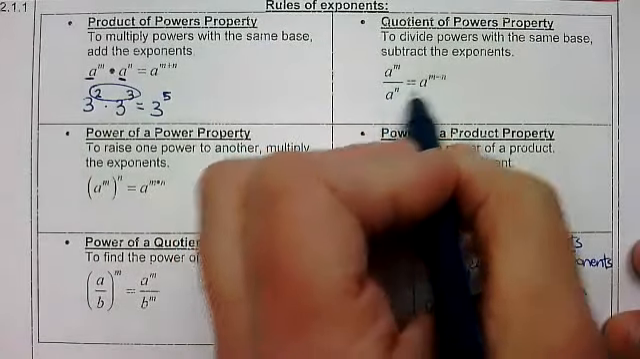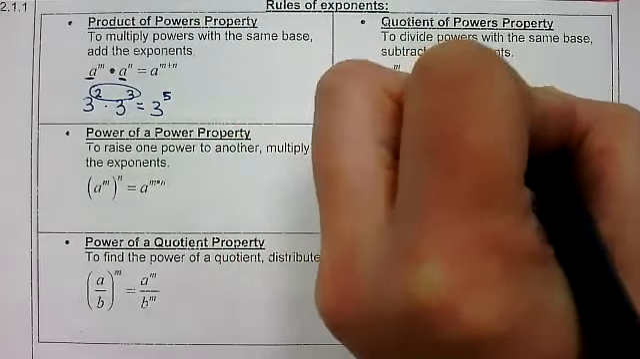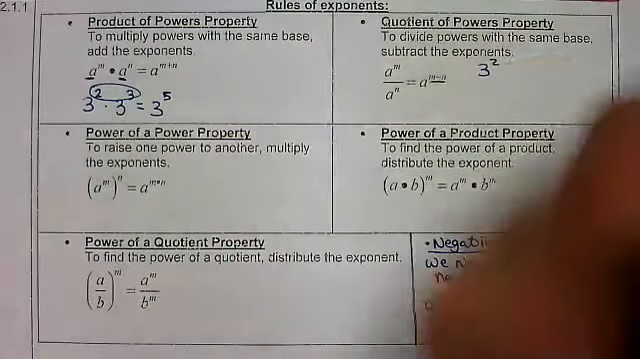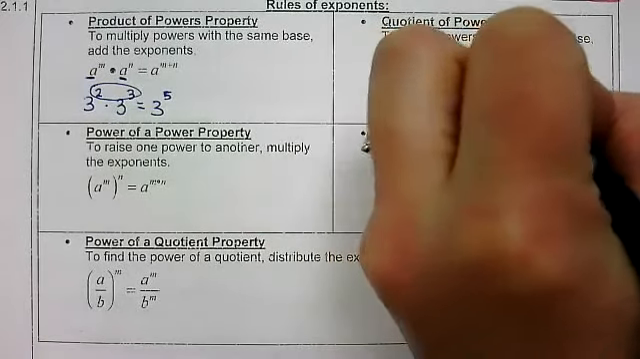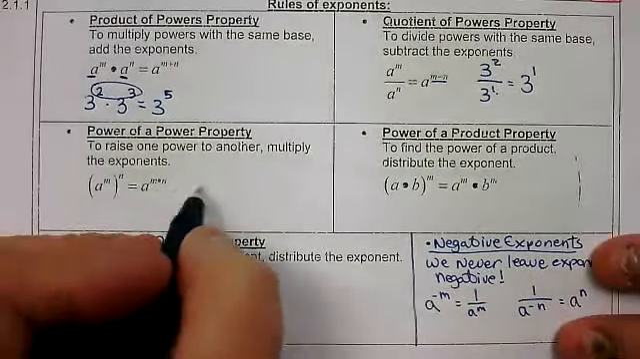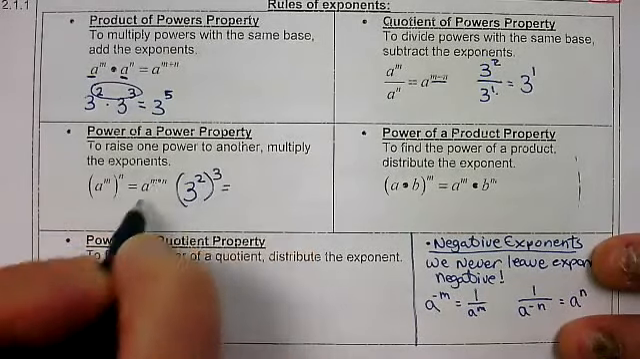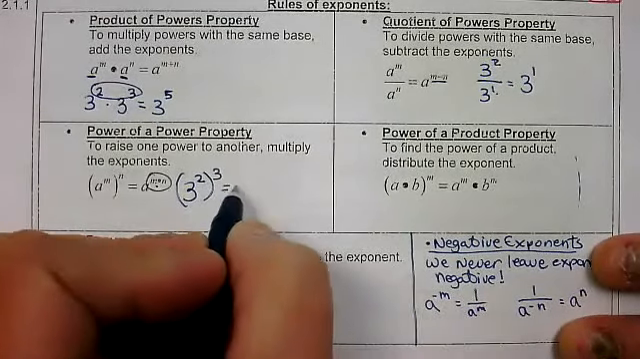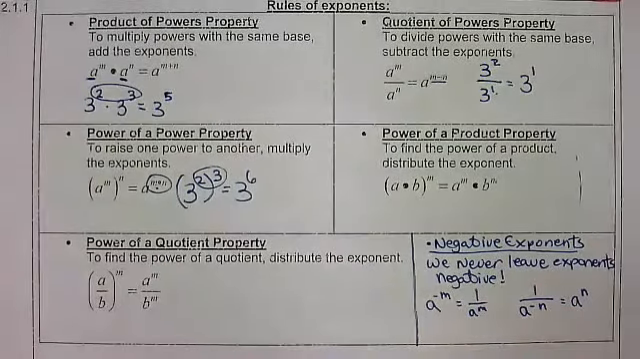Here, if I'm dividing, that means I'm subtracting the exponents. So if I have 3 squared over 3 to the 1st, I subtract those numbers and I'm just going to get 3 to the 1st. Now a power to a power: 3 squared to the 3rd power, I'm multiplying those. So I get 3 to the 2 times 3, which is 6.